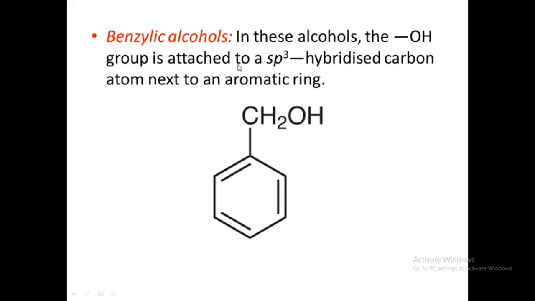So we have discussed the classification of alcohols containing an sp3 carbon-OH bond. We have learned that there are three types of alcohols when the OH group is attached directly with an sp3 hybridized carbon atom. One is alkyl alcohol, that means we have studied primary, secondary and tertiary alcohols, and then we have studied allylic alcohols and then benzylic alcohols.